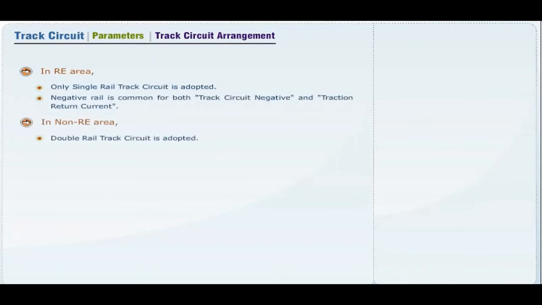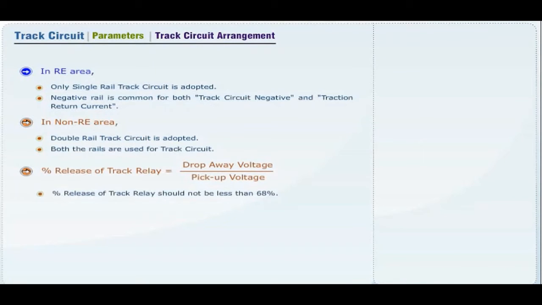Track circuit arrangement. In RE area, only single rail track circuit is adopted. Negative rail is common for both track circuit negative and traction return current. In non-RE area, double rail track circuit is adopted. Both the rails are used for the track circuit.